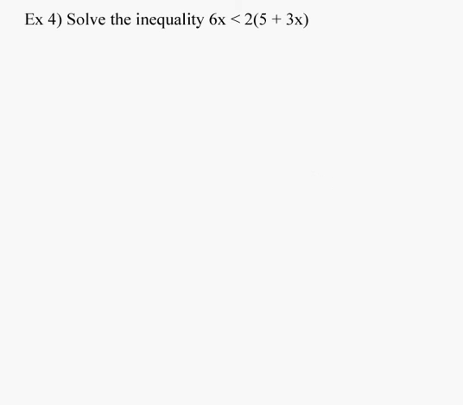All right, let's contrast that with this next example. Let's distribute out the 2. 2 times 5 is 10. 2 times 3x is 6x. Yep, I think we can see already. We're going to subtract 6x from both sides to try to get all the variables together on the left. But the same thing happens. All the variables drop out.